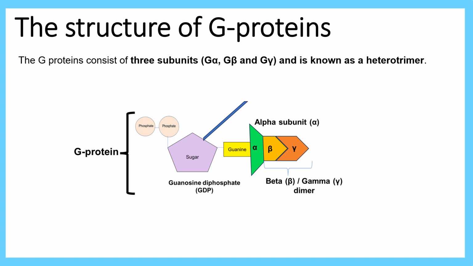So let's have a recap of what we understood so far. In the previous episode, what you should have understood is that you have a guanosine diphosphate, which consists of two phosphate groups, a sugar, and a nitrogenous base, in this case guanine. This is why we've got guanosine. And it's attached to an alpha subunit and a beta and a gamma dimer. To build upon this, what we can understand is that a G protein is known as a heterotrimer because it consists of those three subunits.